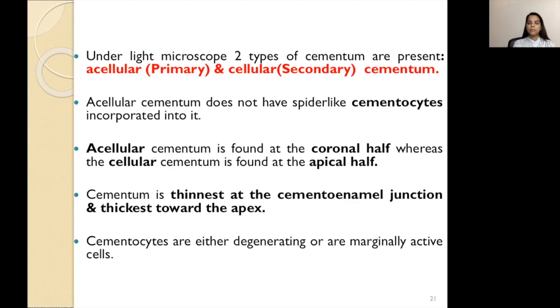And acellular cementum is found at the coronal half, whereas cellular cementum is found at the apical half. Cementum is thinnest at the cemento-enamel junction and thickest towards the apex. And cementocytes are either degenerating or are marginally active cells.